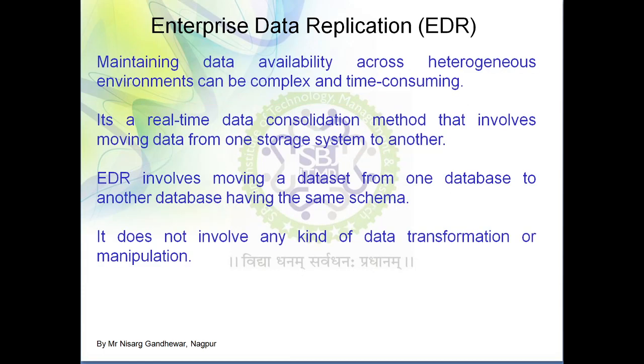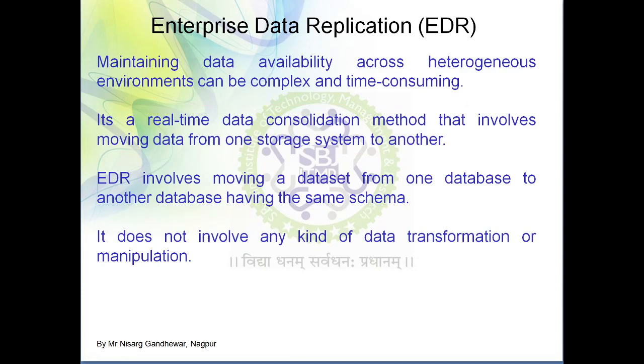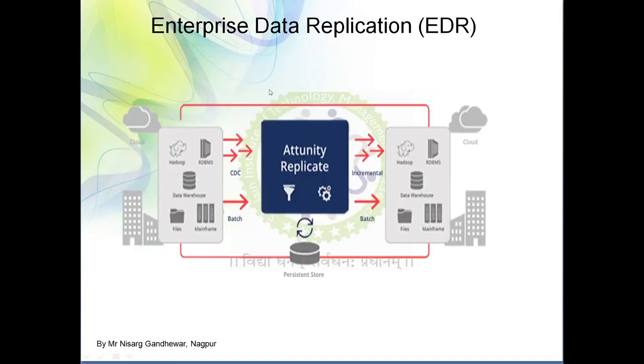This is again an important thing. Maintaining data availability across a heterogeneous environment is a very complex and time-consuming activity. So controlling this is very important. So here you can see in case of data replication, what we are doing is simple: we are just moving data from one storage to another.